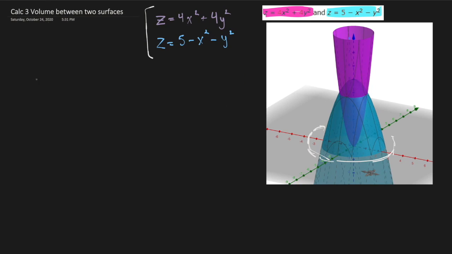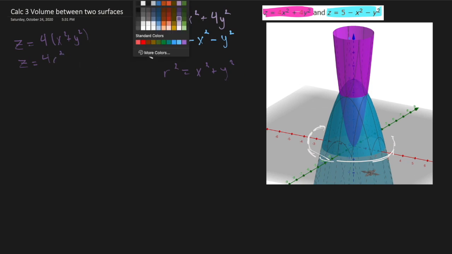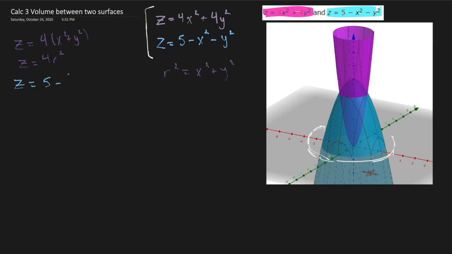So we're going to get z, let me erase, z is equal to 4 times x squared plus y squared. And we denote here r squared equals x squared plus y squared, and we will sub that in. So z equals 4r squared. Now we'll do it for the second one. So we see that z is equal to 5 minus x squared plus y squared, and we will see that z now equals 5 minus r squared.